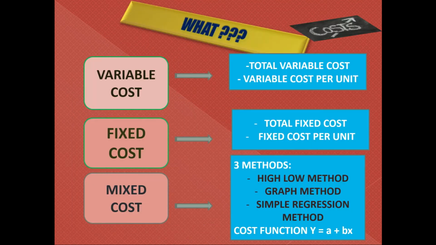We will learn about variable costs, total variable cost and variable cost per unit. Fixed cost, total fixed cost and fixed cost per unit. Mixed cost, and 3 methods to segregate mixed cost: 1. High-low method. 2. Graph method. 3. Simple regression method. We also learn about the cost function y equals a plus bx.